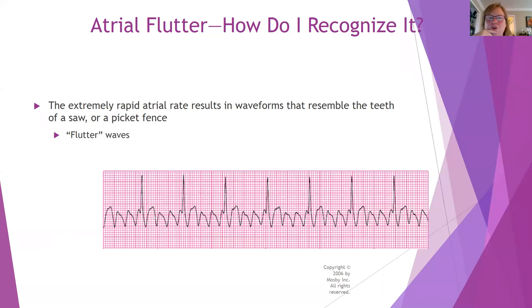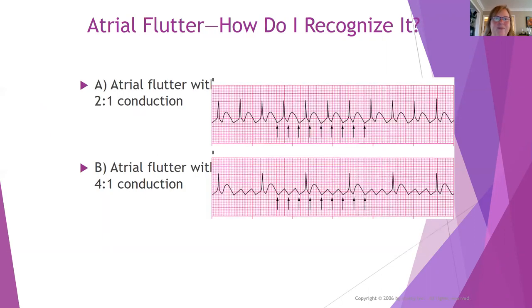Just notice we call those sawtooth, or sometimes some people call it a picket fence. It looks like a picket fence in front of your house. But really, most often you'll hear that sawtooth wave pattern, right? And between the QRS complexes, we see those flutters. Those are called flutter waves.